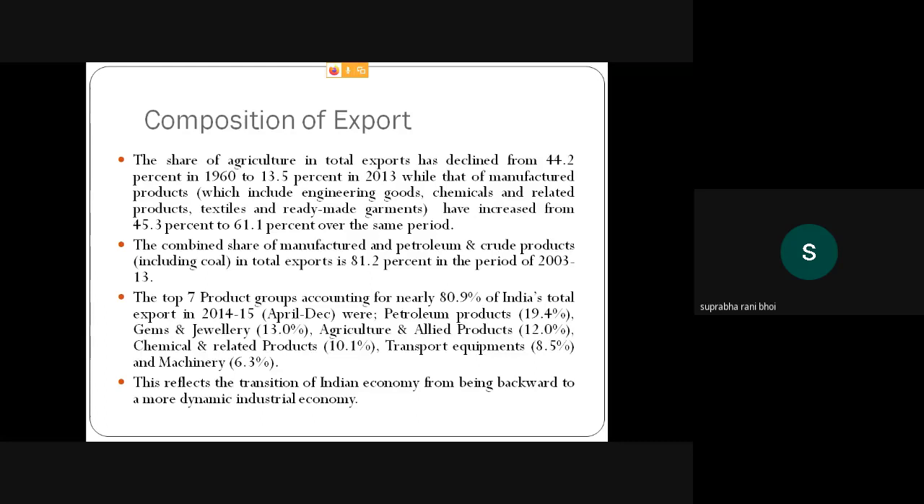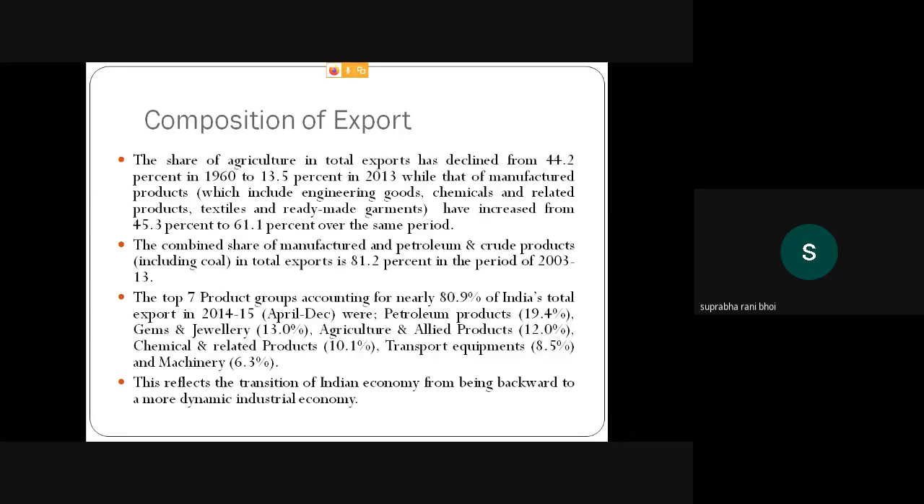I think all of you know: primary sector, secondary sector, and tertiary sector. The primary sector produces primary products like agriculture and allied activities, fishing, forestry, etc. The secondary sector is the industrial sector with manufacturing goods. And third, that is the tertiary sector or service sector. Gradually, the role of the primary sector is reducing to some extent, or we can say that the share of agriculture is reducing from 44.2% in 1960 to 13.5% in 2013.